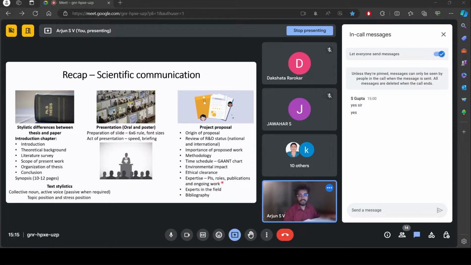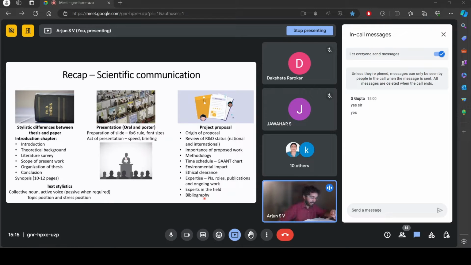What are the publications they have published so far in this kind of area of research, and what is their ongoing work, what are they doing currently, are they handling any other projects or something like that. And you must also mention any experts in the field who are eligible to review your project proposal. And finally, you must end with references or bibliography.